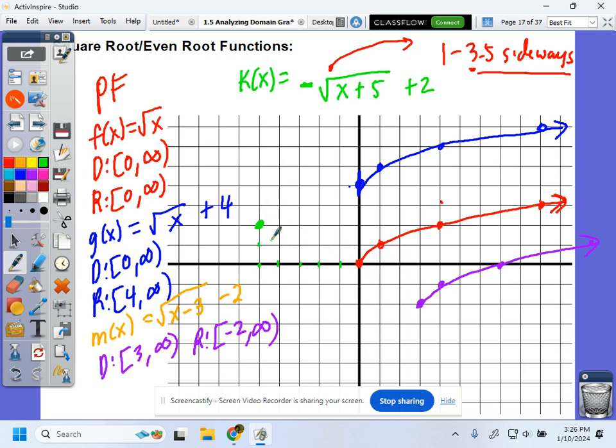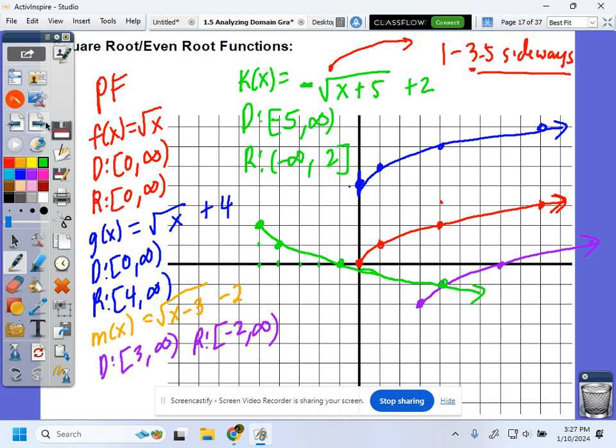So the graph, instead of going this way, is going to go this way. I'm going to apply the 1, 3, 5: down 1 over, down 1 over 3, down 1 over 5. So the k of x will have a graph something like this. In the k of x, the domain starts at negative 5 to infinity, and the range is from negative infinity up to 2.